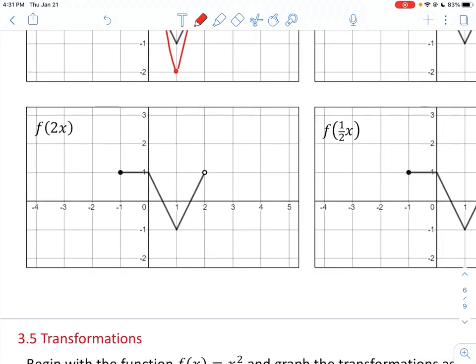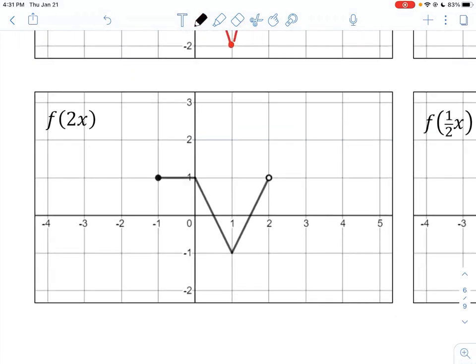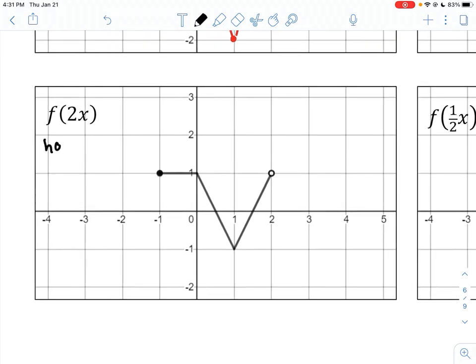F of 2x. Right, because the 2x is in the parentheses, we are talking about a horizontal, either compression or stretching by a reciprocal of that number there. So instead of 2, it's by a half. So that means we're going to actually do a compression. So this is a horizontal compression by 1/2. Okay, so every point is going to be half as far from the y-axis as it used to be.